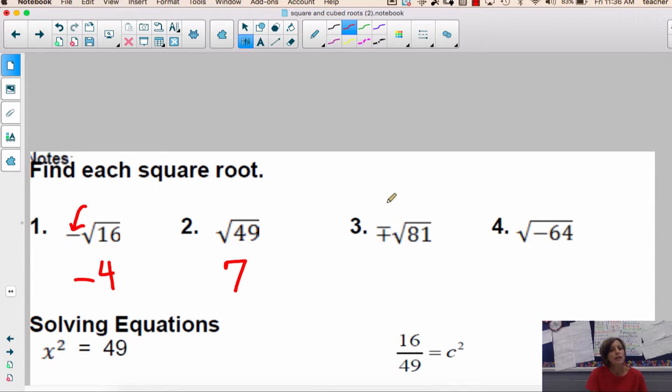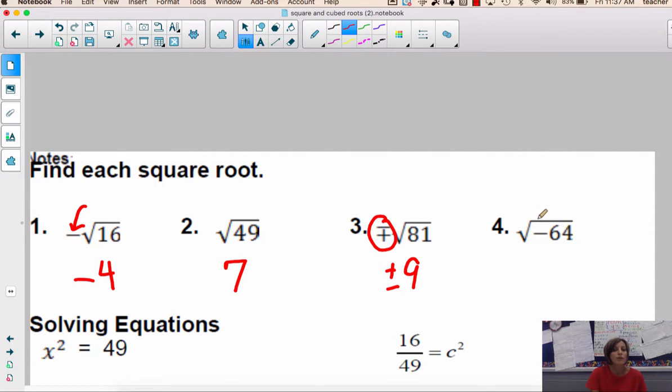Number 3, we're looking at this positive and negative. We're going to ignore that for the first second. Look at the square root of 81. We know that 9 squared is 81, so to undo that, we put a 9 down. We're going to drop this positive negative sign, meaning that positive 9 squared is 81, and negative 9 times a negative 9 is also 81. So we're going to have 2 possible choices for number 3.